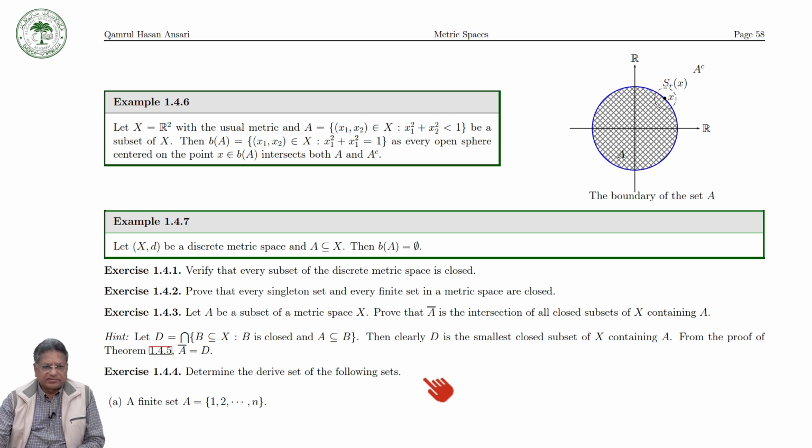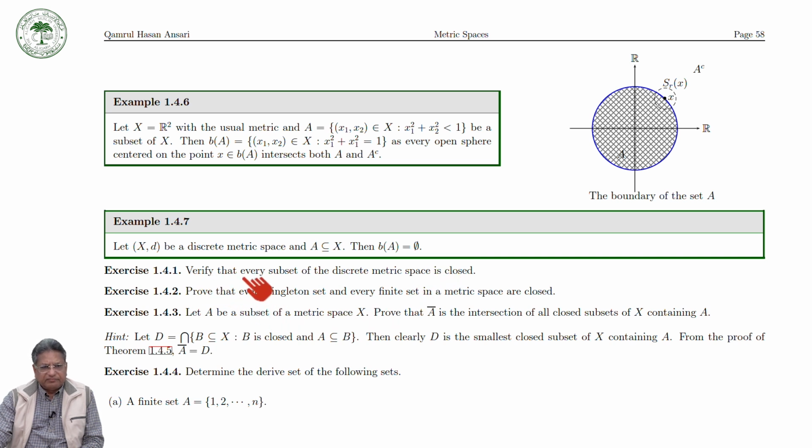So if X is your discrete metric space and A is a subset of X, then the boundary of A is empty. In other words, you can say that the boundary of any set in a discrete metric space is empty. Okay? Now there are several exercises that you can do by yourself.